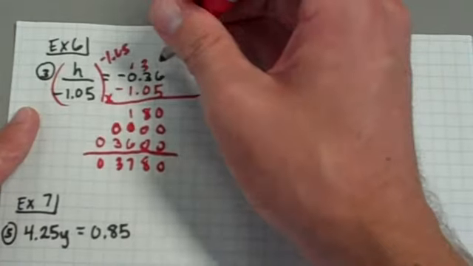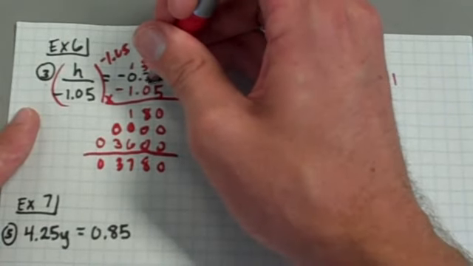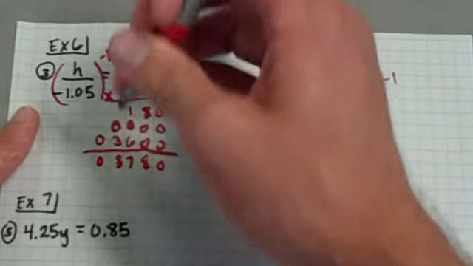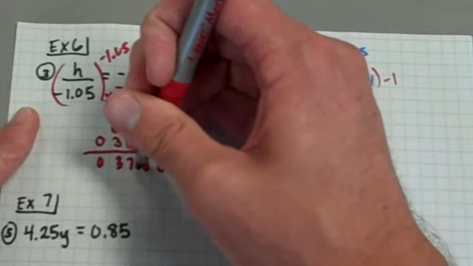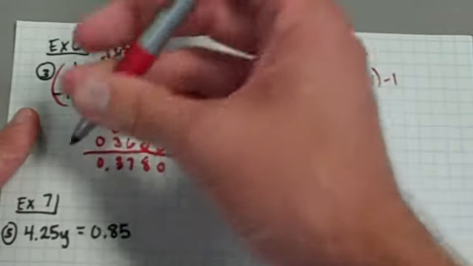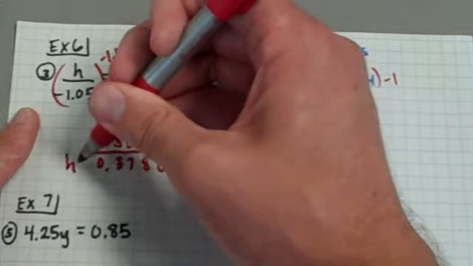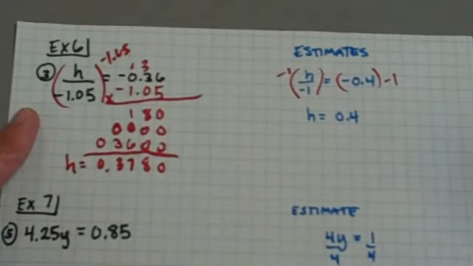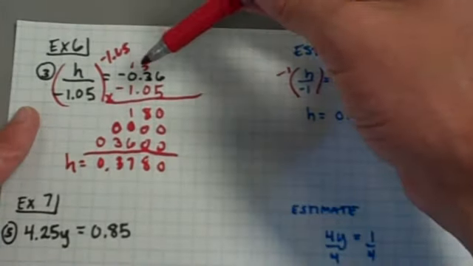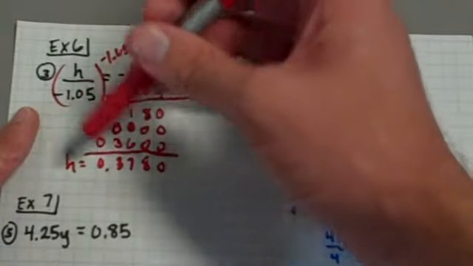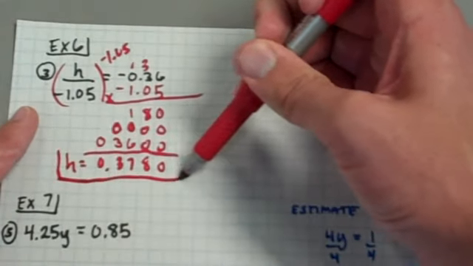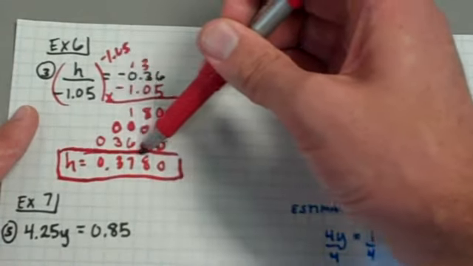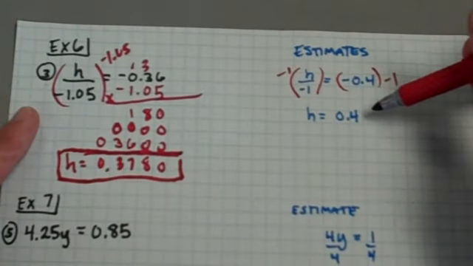0, 8, 7, 3, and 0. Now remember, with multiplying decimals, you count up the number of decimal places. So 1, 2, 3, 4. So our answer should have 4 decimal places. So h is equal to, now wait, before I finish, I did a negative times a negative. That means it's positive. Okay, good. So h is equal to positive 0.3780, which is really close to 0.4.